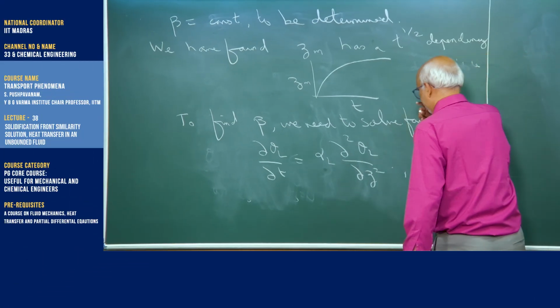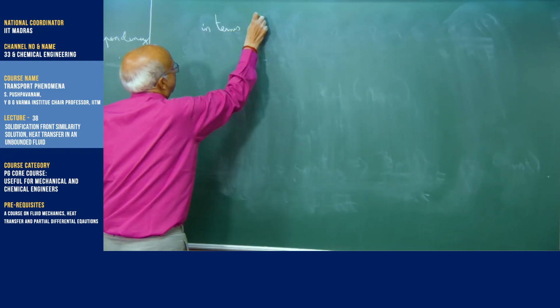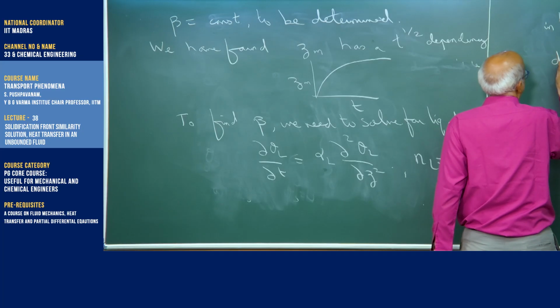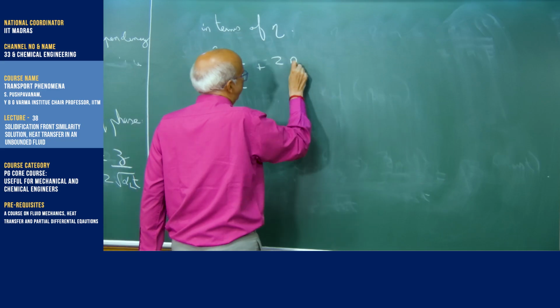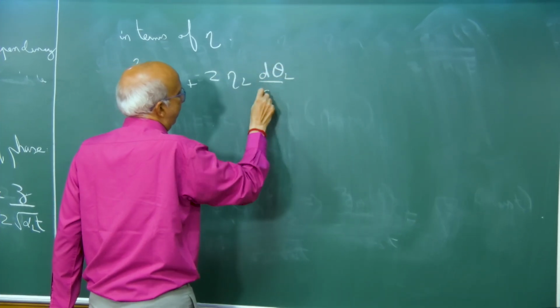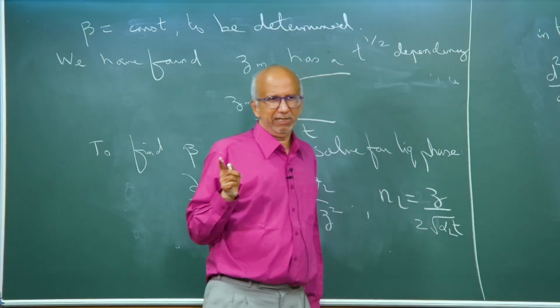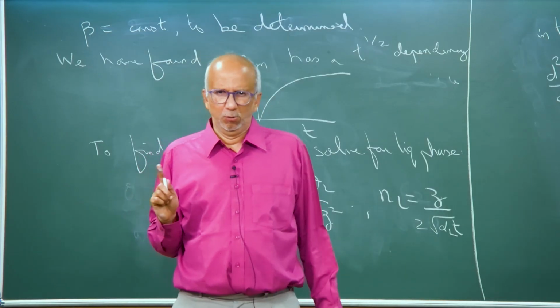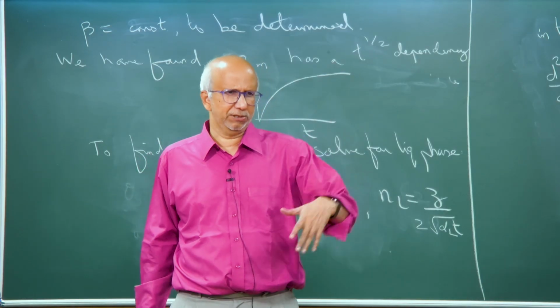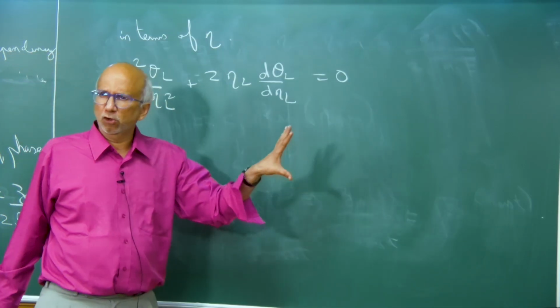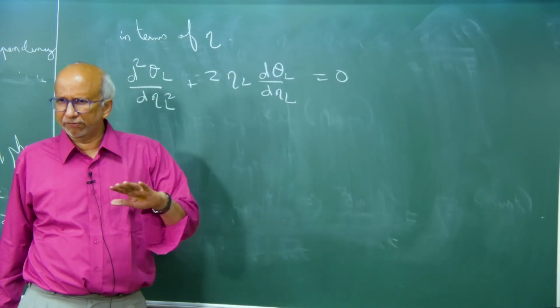If you do this again in terms of eta, what do we get? d squared theta L by d eta L squared plus 2 eta L d theta L by d eta L equal to 0. That is what you will get, because the equation is the same for theta S and theta L, only alpha S and alpha L are different. You go through the same procedure, and if you get it right, that's what you should get. So, the solution is going to be again similar, again in terms of error function.